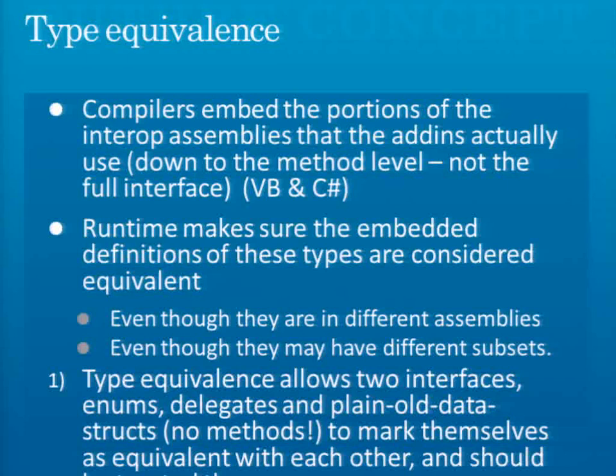So what we've done in CLR4, with help from the compiler teams, is we've made it so that the compiler can embed the portion of the interop assemblies that the add-ins actually use, down to the method level. So they put in just the types that guy uses. And the runtime is going to make sure that these definitions are considered equivalent, even though they're in different assemblies, and even though they might have different subsets of those interfaces, right?